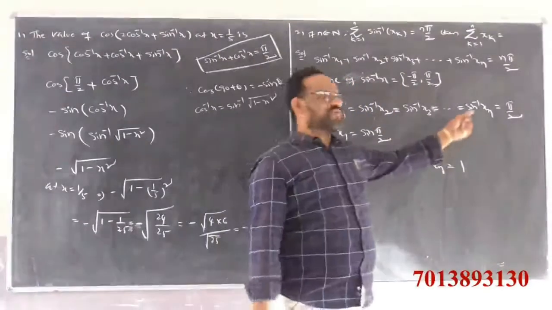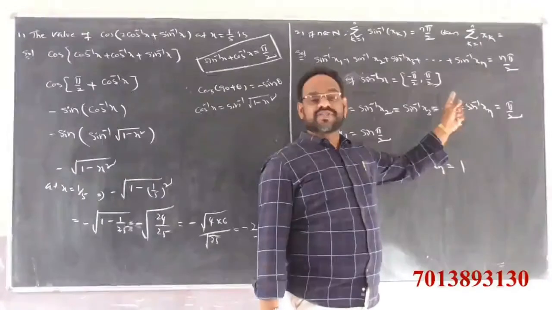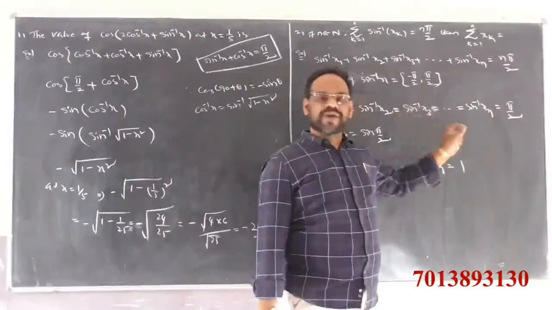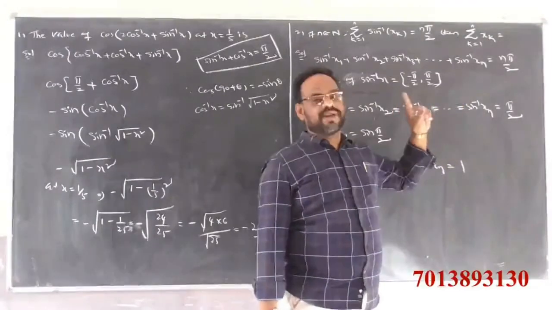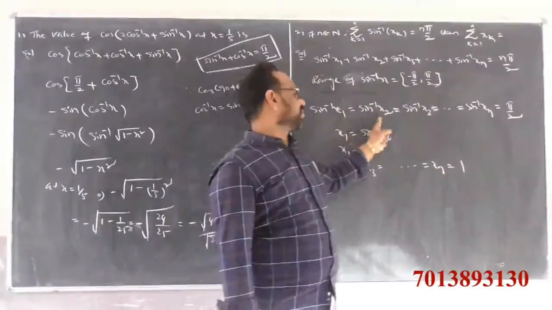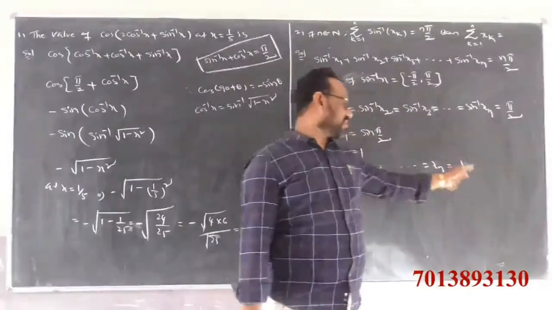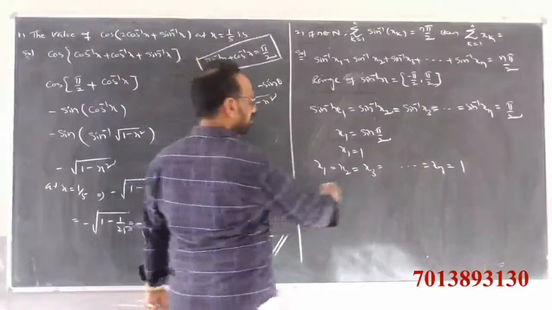Sin inverse x1 is pi by 2, so x equals sin pi by 2. Sin pi by 2 value is how much? Sin 90 is 1. So x1 equals 1, x2 equals 1, x3 equals 1, up to xn equals 1.